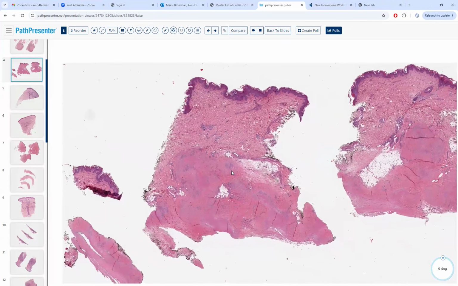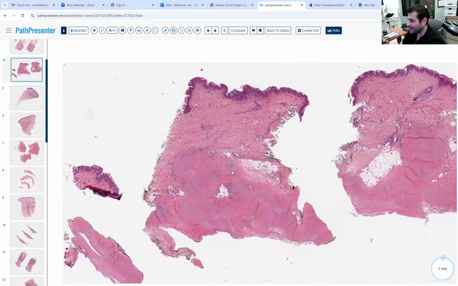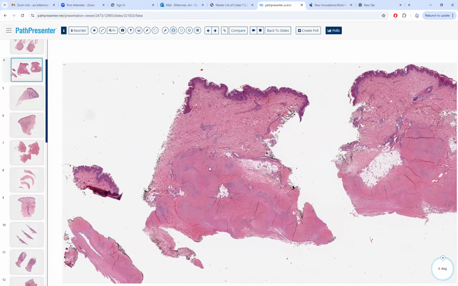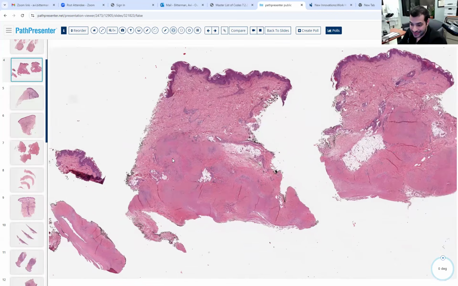Deep. What's your differential for a deep palisaded granuloma like this? Deep GA. Deep GA is a thought. Okay. And then what else? Rheumatoid nodule. That's basically the top two things in the differential here.